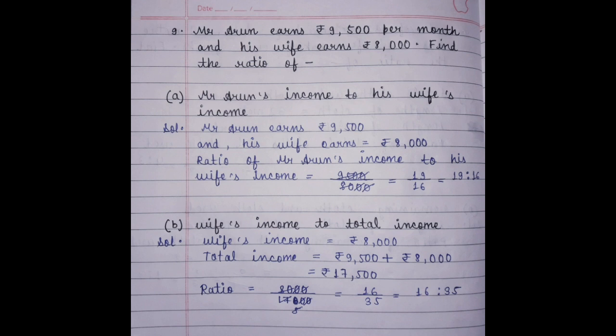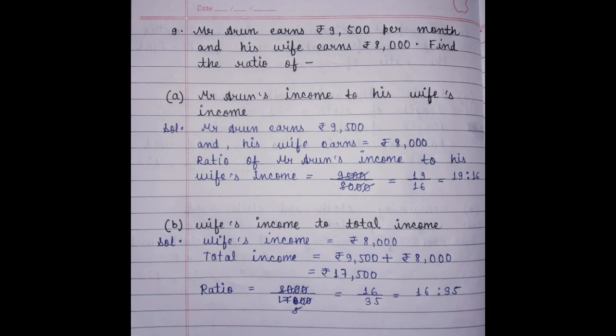(b) Wife's income to total income. Wife's income is equal to 8,000. Total income is equal to, we will add Mr. Arun's income and his wife's income. So that is rupees 17,500. So we will find the simplest form of 8,000 by 17,500. So the simplest form is 16 by 35, and the ratio of 16 by 35 is 16 is to 35.